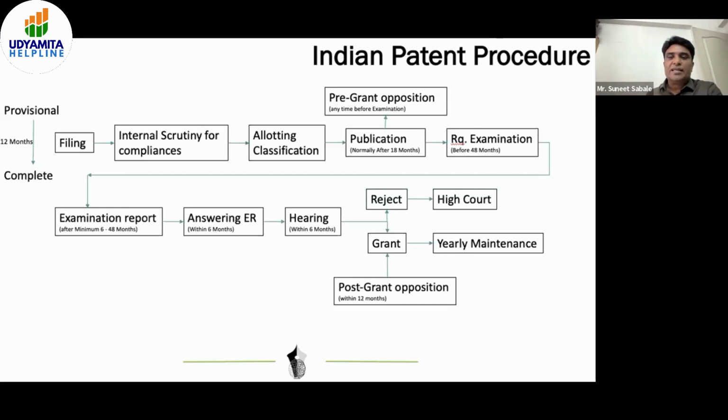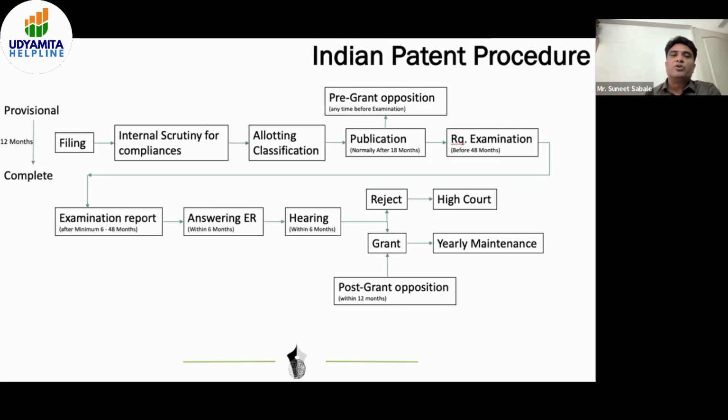If it is rejected, you can challenge it in the High Court, and if it is granted, you have to pay yearly maintenance fees. Okay, yearly maintenance fees are required to maintain your patent. Patent is the most expensive facet of intellectual property when it comes to professional fees. So generally, the cost is somewhere around 1.5 to 2 lakh rupees, including professional fees. Government fees are very less.